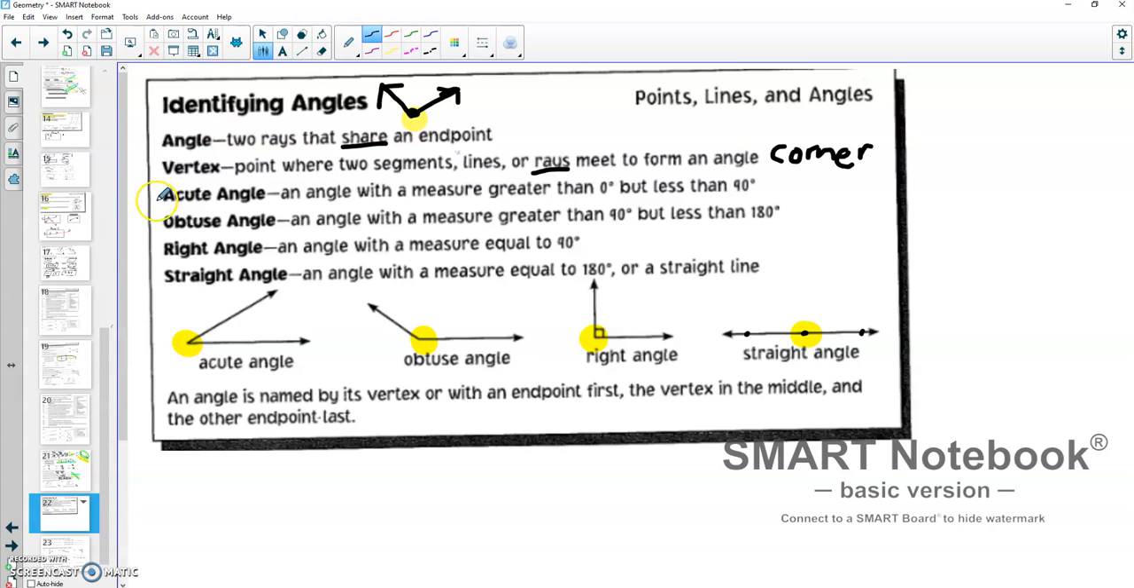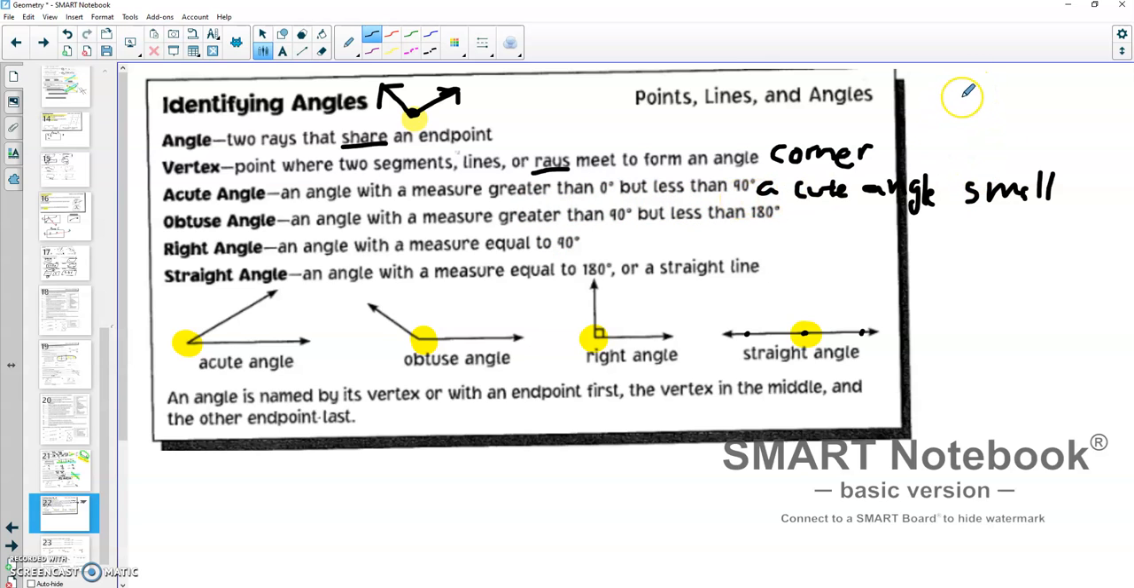So the first one is acute angle. An angle with a measure greater than 0 but less than 90. Okay? So, I always like to think of it as acute is a cute angle. And when we think of something that's cute, think of something that's small. You want to think of this as a small angle. Acute angle. So it's going to be a small one. So anything that is greater than 0 but less than 90.